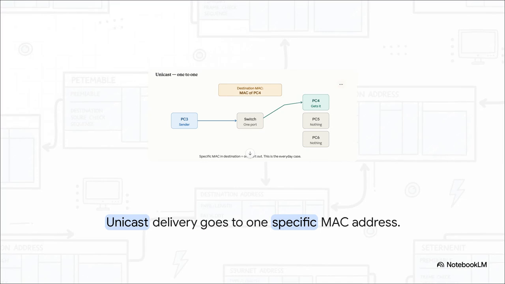First up is Unicast. This is your standard targeted delivery. You put one specific MAC address in the destination field. The switch looks it up, finds the single port where that device lives, and forwards the envelope exactly there. PC4 gets it, and PC5 and PC6, they're completely oblivious. The conversation is totally private. This is your everyday web traffic, your file transfers, and your secure shell sessions.